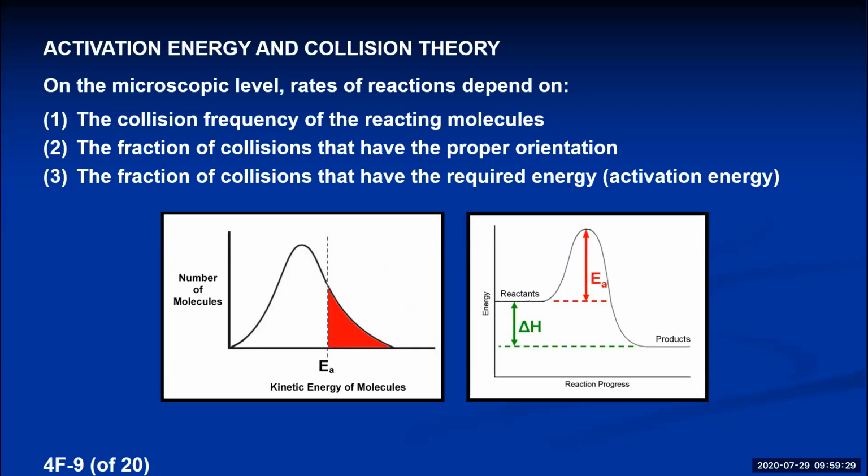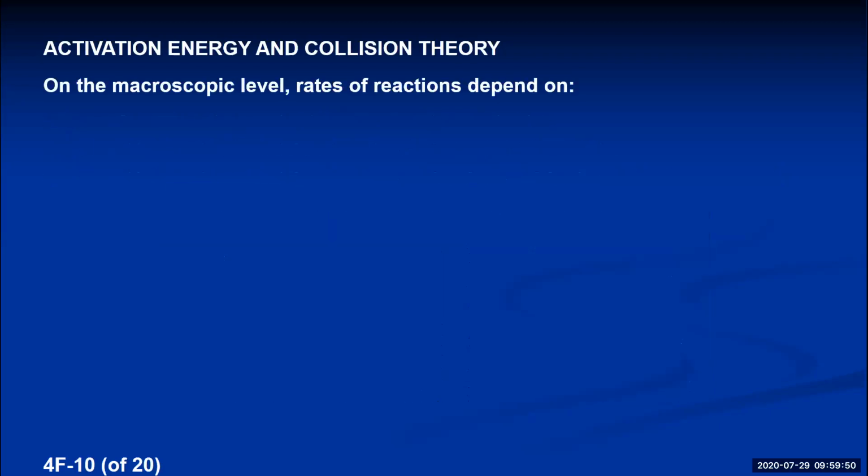How would I graph that on the right side here? With a lower activation energy, I bring that hump down like this, and the lower activation energy tells the chemist, oh, a higher percentage of the collisions are going to actually be effective. So activation energy is really important in relating to the fraction of collisions that have the required activation energy.